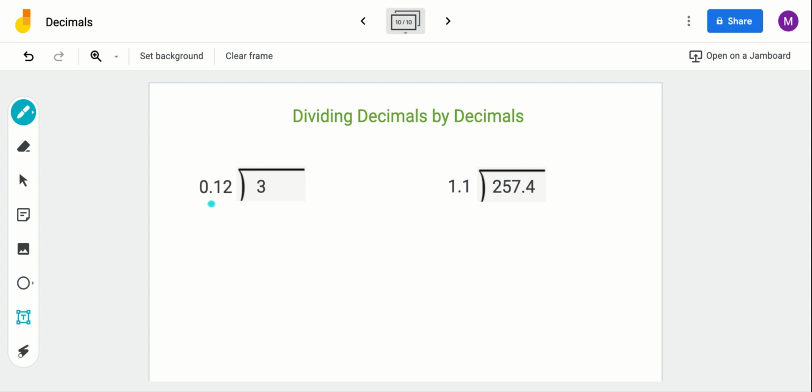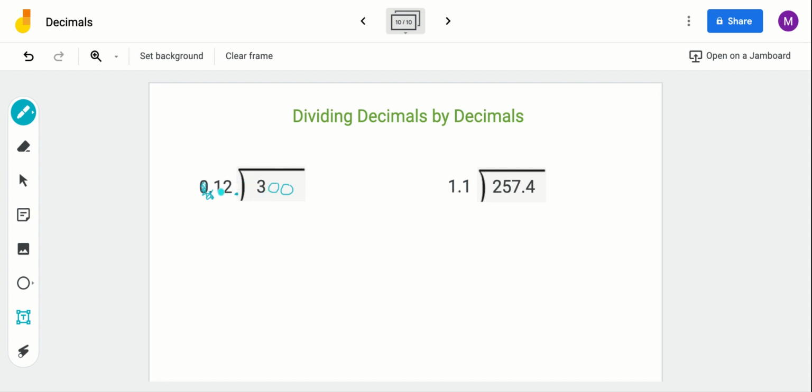So what we can do right here is we can multiply the 12 times 100, and when we do that, that decimal ends up moving over here. We can cross out this decimal, move it over there, it becomes 12, so we can cross this out. But since we multiplied this times 100, we also have to multiply the 3 times 100. And now we can divide this.